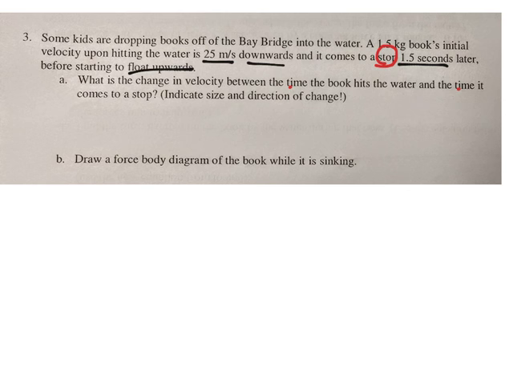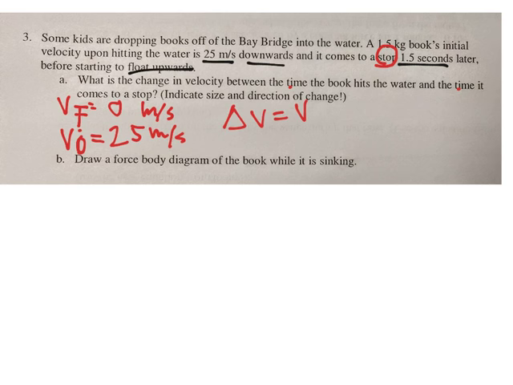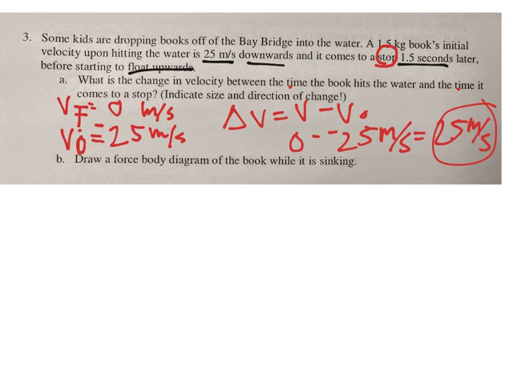If it stops, we know its final velocity is 0. Its initial, or V naught, is 25 meters per second. The change in velocity is V final minus V initial, so it'd be 0 minus, and this is a negative, so it's minus 25 meters per second, or it would give us a positive 25 meters per second. That's our change of velocity. It was negative, it stopped, so it's less negative than it was before, making it more positive.